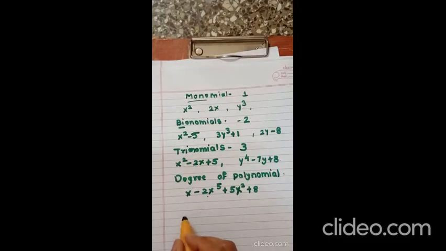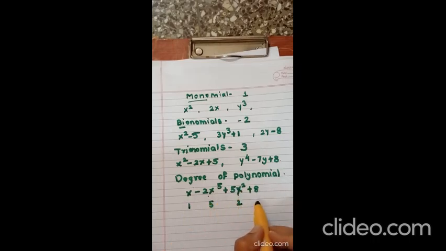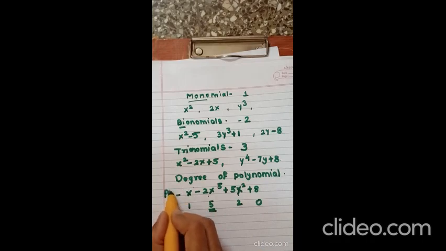Consider the polynomial x minus 2x raised to 5 plus 5x square plus 8. In this, consider what are the degrees of the variable. x has degree 1, here x has degree 5, and x has degree 2, and here x degree is 0. So the highest power of the variable is called the degree of the polynomial. So here highest is 5, so this polynomial has degree 5. So this is called the degree of a polynomial.